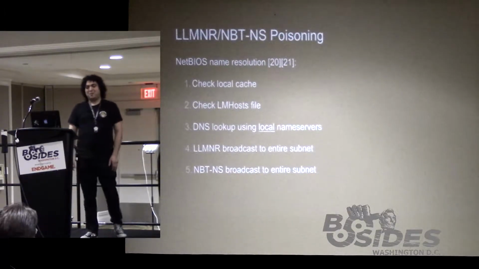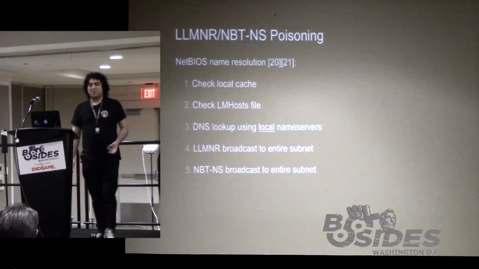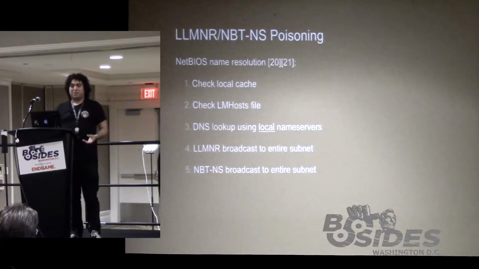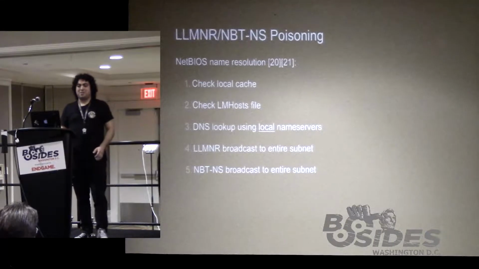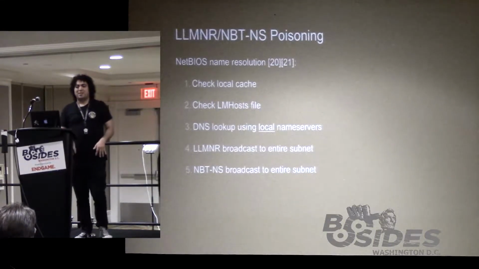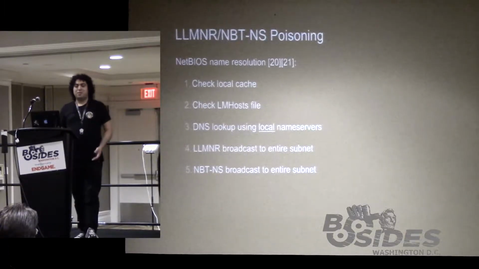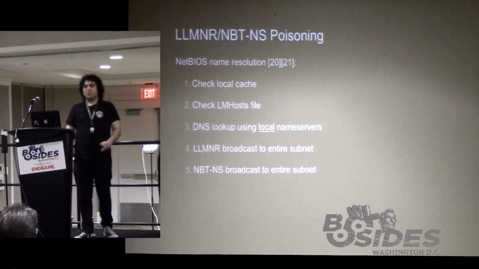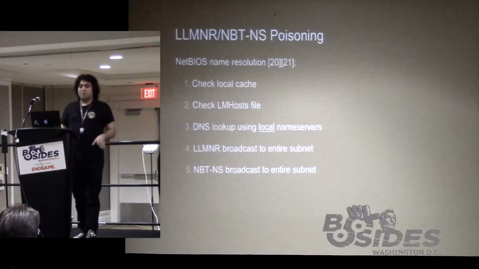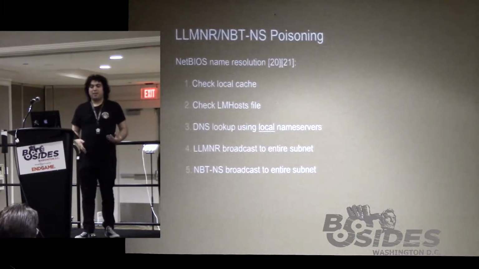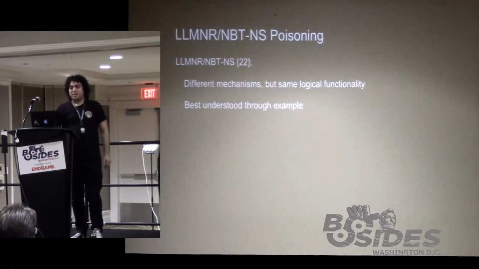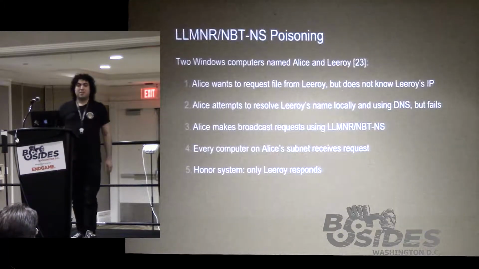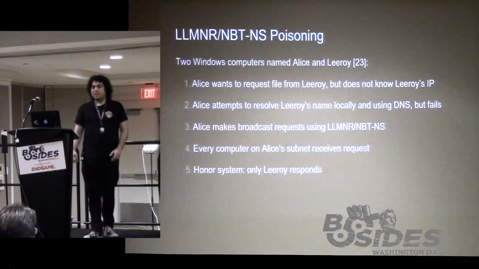So in case you're unaware, the way that NetBIOS name resolution works is that when a computer tries to resolve a host name, it first checks its local cache. If that doesn't work, it's going to check its LM host file. If that doesn't work, it's going to attempt to use local DNS. And if that fails, we're going to fall back to 2 closely related protocols that pretty much behave the same way, LLMNR and NBT-NS. The way that works is LLMNR and NBT-NS is going to send a broadcast request out to the entire subnet.